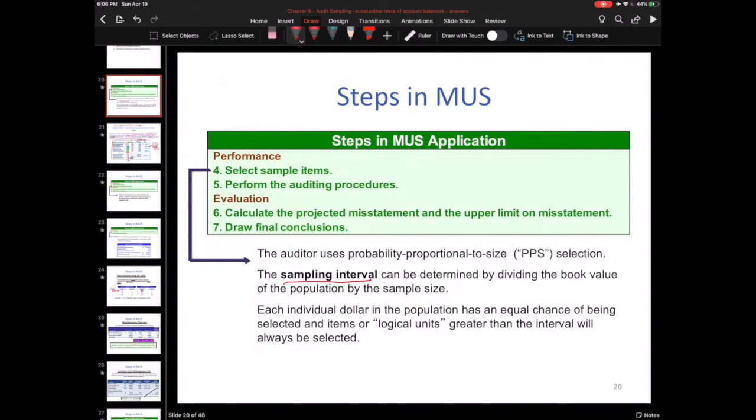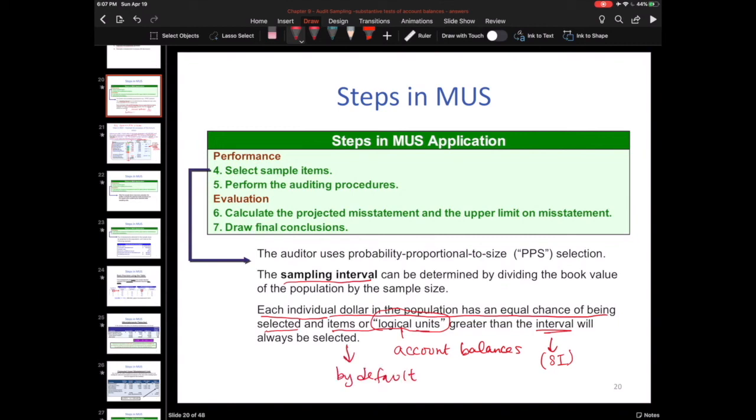It says each individual dollar in the population has an equal chance of being selected. Yeah, we already talked about that. But items or logical units, which is account balances, greater than the sampling interval will always be selected, okay? So any account balances that are bigger than the sampling interval will always be selected. This is a rule of MUS. This will happen by default.